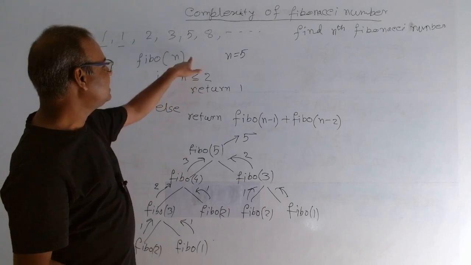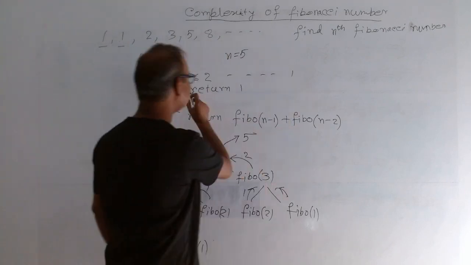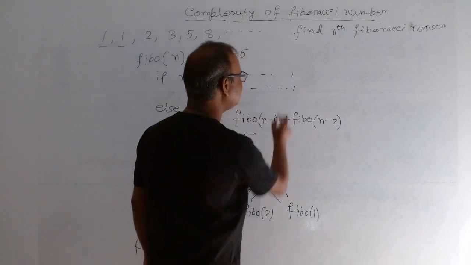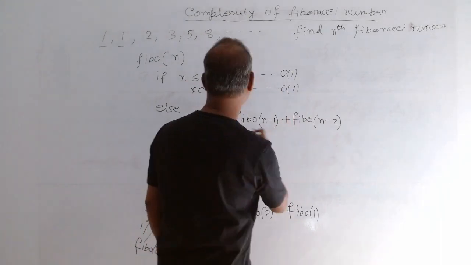So how many operations is it performing? In Fibonacci 1, this line is performing one operation, this one line is performing one operation. This is order of 1, this is order of 1.